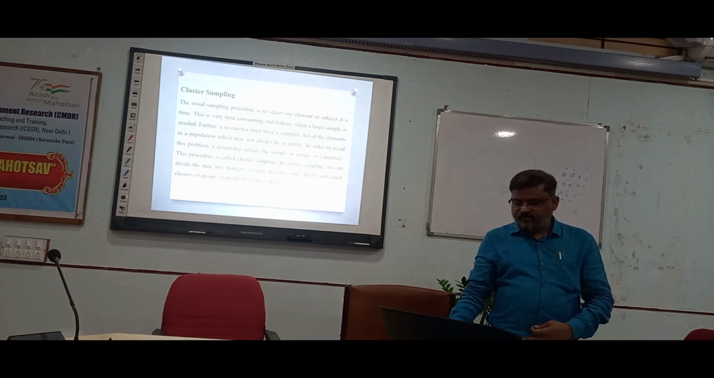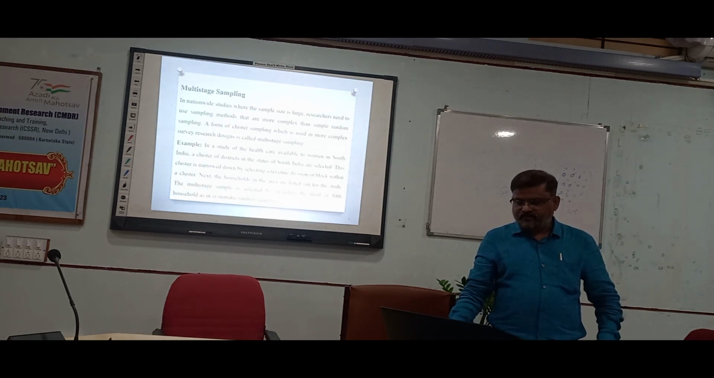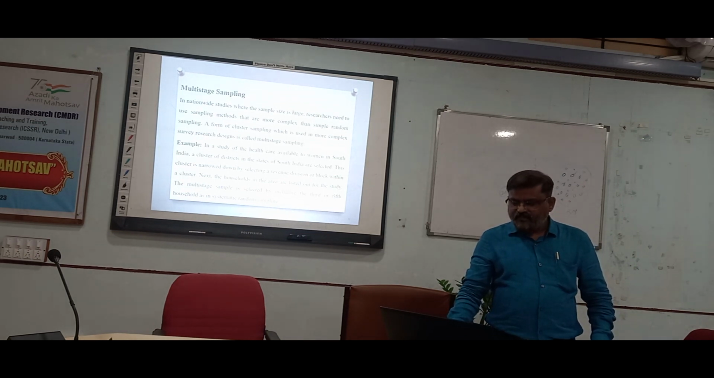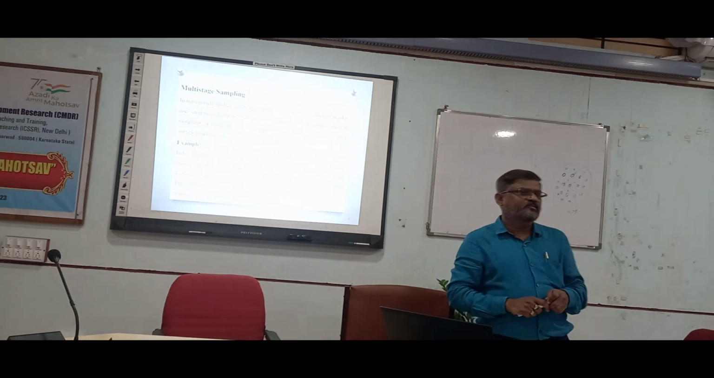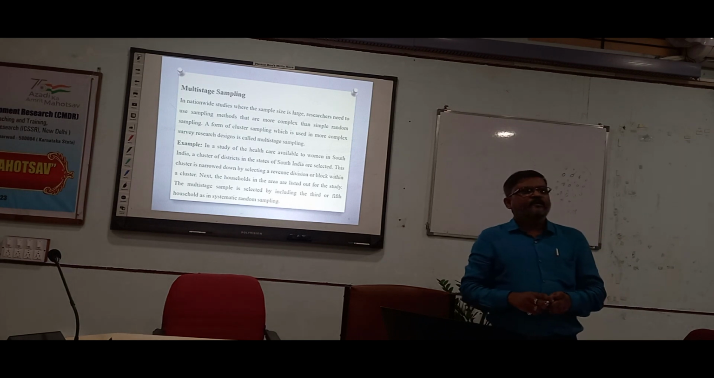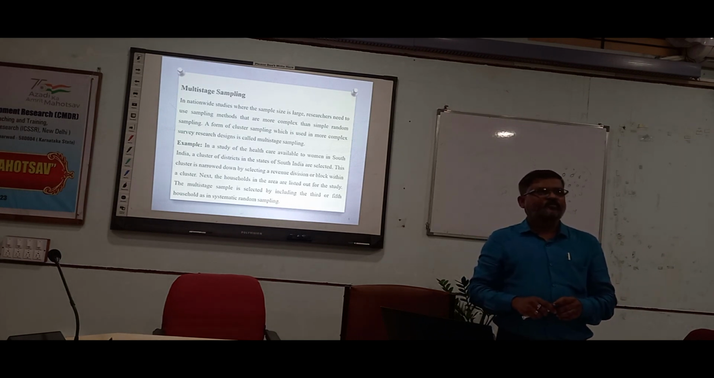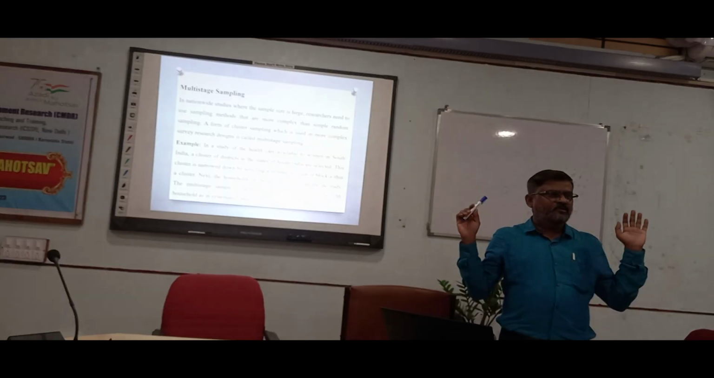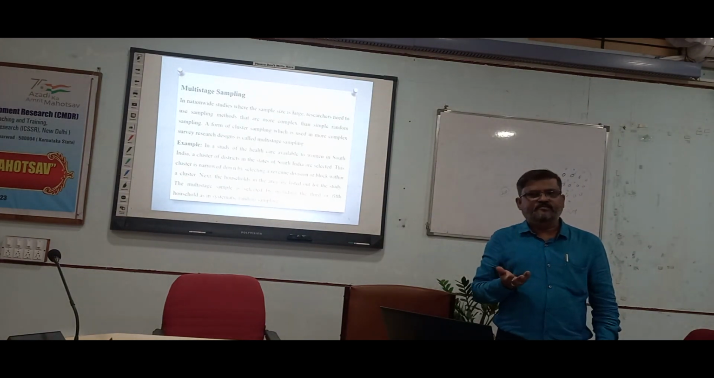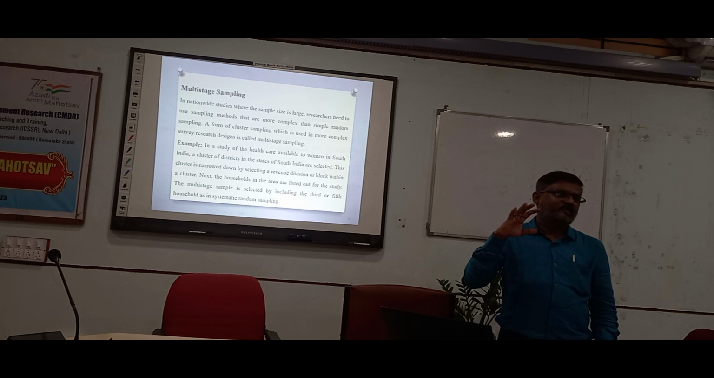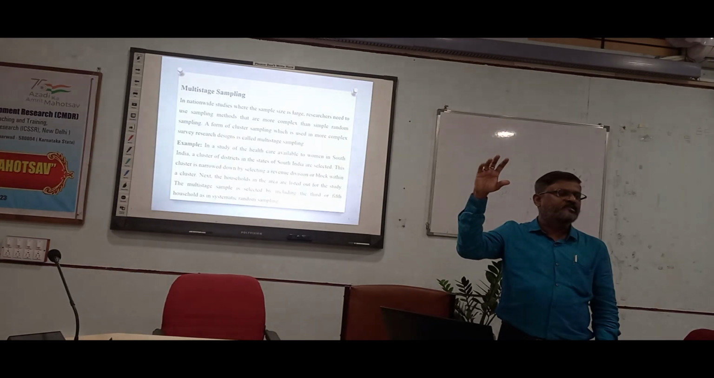Cluster sampling also has certain advantages and disadvantages. Next is multi-stage sampling, which we use many times. For example, take the education level of girls. Our universe is, suppose, Karnataka. You can also take other states, but we are confined to Karnataka, so the first stage is Karnataka. Or you can take two or three states.